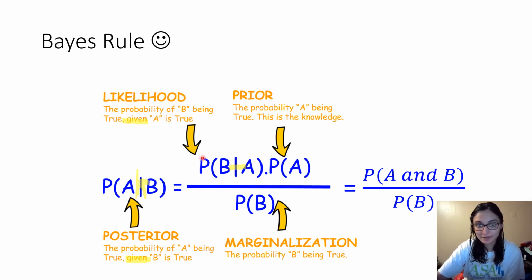You'll see that this and this likelihood are flipped around in a way. So this is the probability of B being true, given that A is true. One way of seeing it is the probability of B being true.